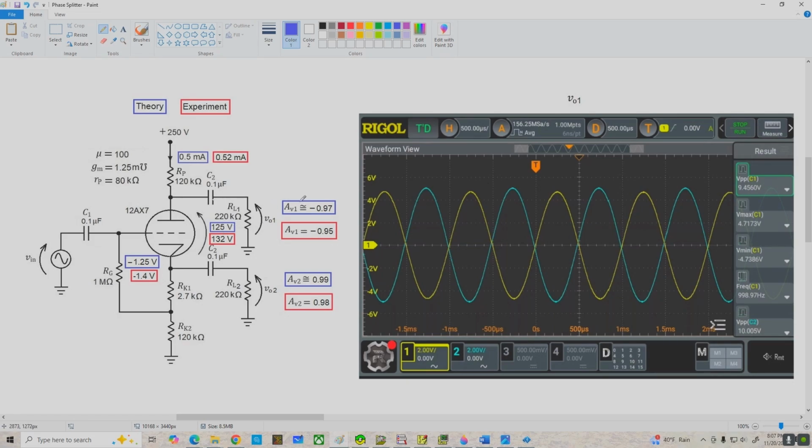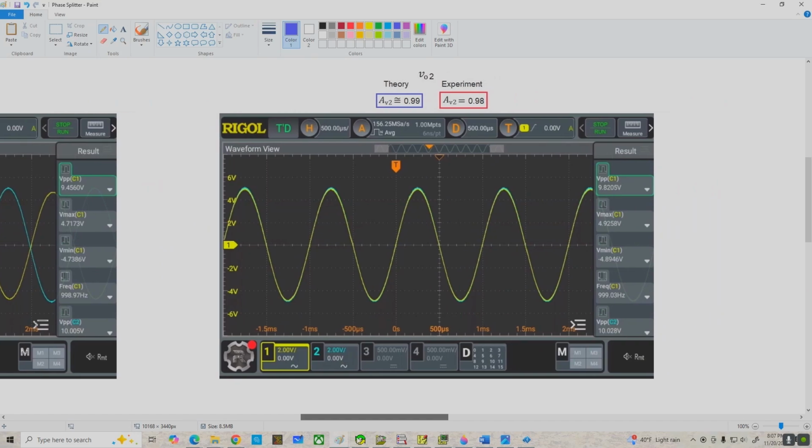But if we come over and look at the voltage gain, those values came out really close to the theoretical values. And over here on the scope trace, the blue waveform is my input. That's 10 volts peak to peak. The yellow trace is VO1, the inverting output. It's 9.456 volts peak to peak. So the gain is about negative 0.95. And if we come over, here's the scope trace for the non-inverting output, and you can see that when they're both on the same voltage scale, we can barely see some of the input voltage peaking out here on the top and bottom, and our gain came out to be about 0.98 versus a theoretical value of 0.99.